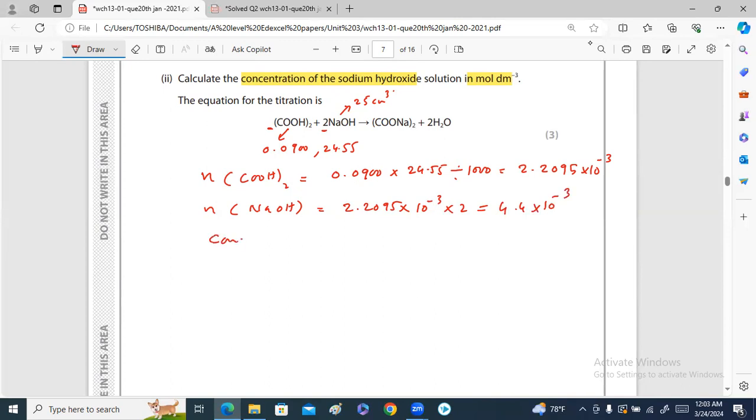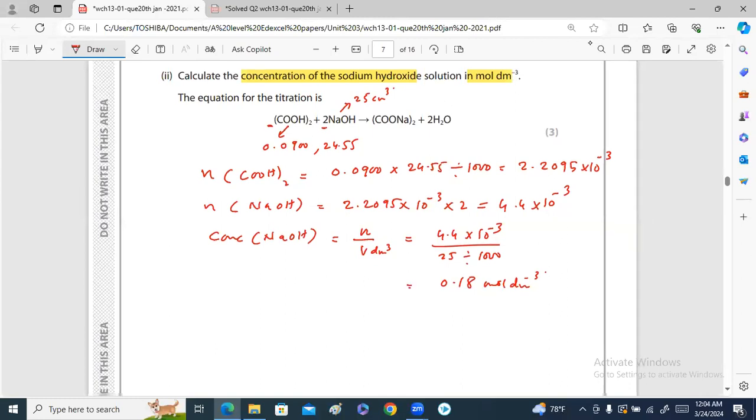So to get the concentration of sodium hydroxide, concentration is moles over volume. So volume must be in dm cube. Now the moles are 4.4 times 10 raised to power minus 3 over the volume, which is 25 converted into dm cube. So we'll get the concentration of sodium hydroxide, which is 0.18 moles per dm cube. So this is the concentration of sodium hydroxide.